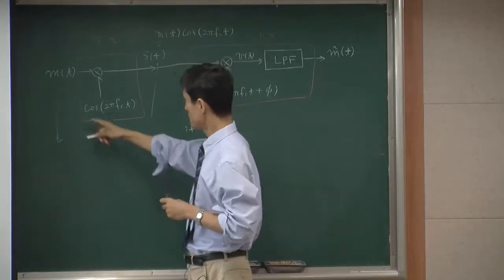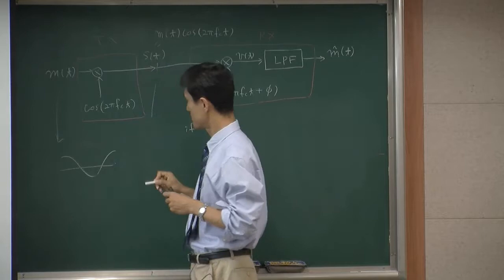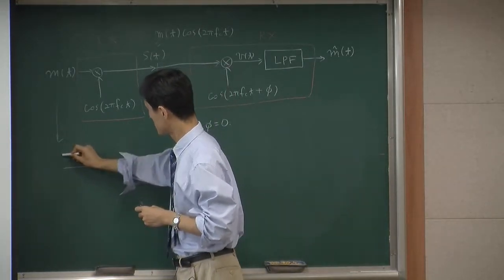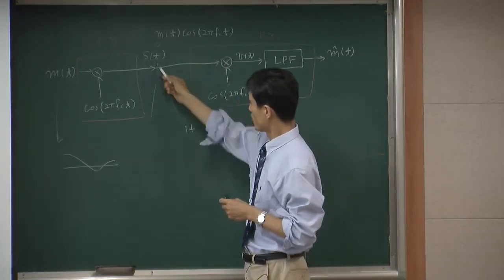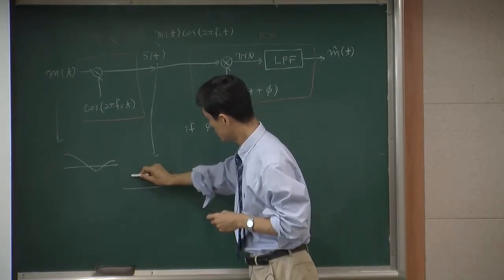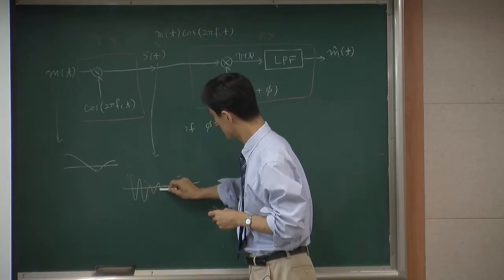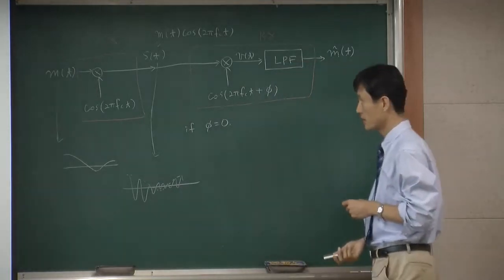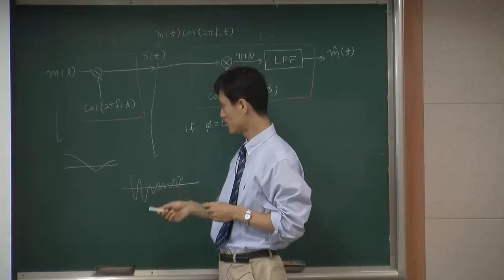Let me draw the picture here. Let's say my MT looks like this. Maybe my MT looks like this. What does the ST look like? ST looks something like this, right? That's ST, because you multiply cosine into this MT. So this is ST.